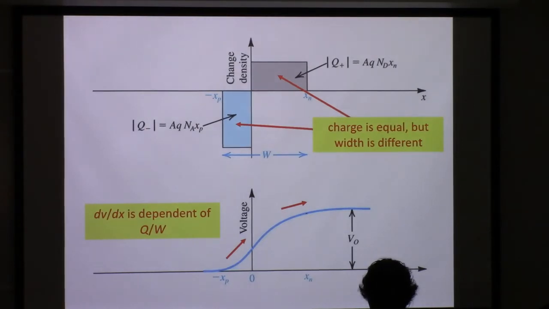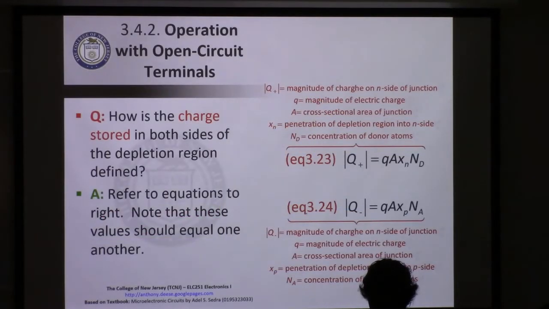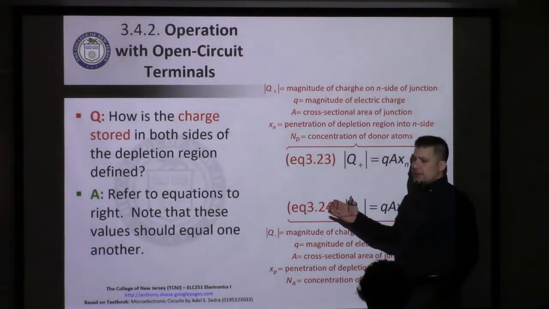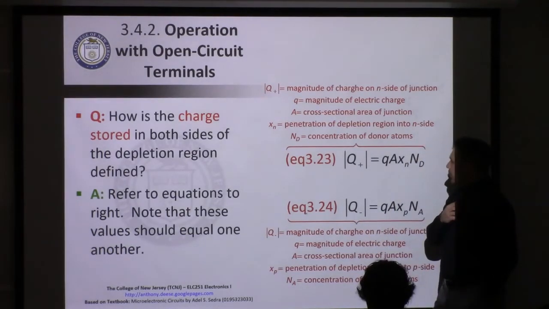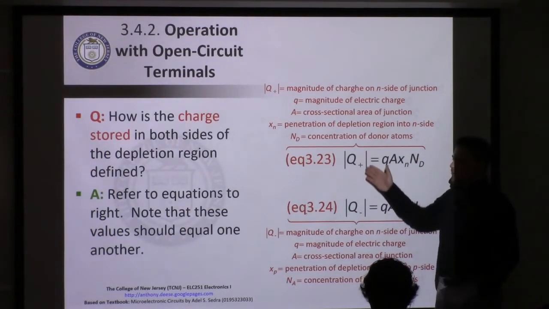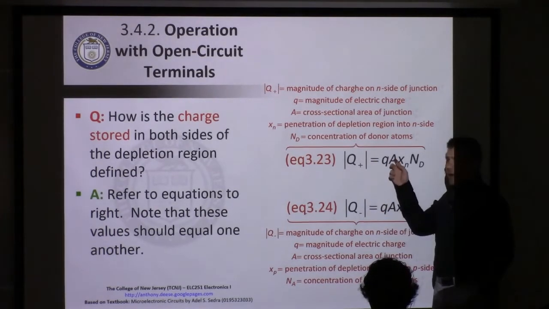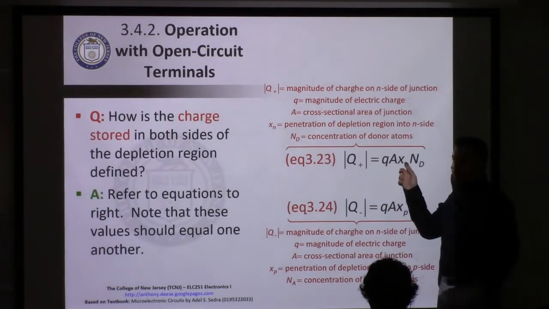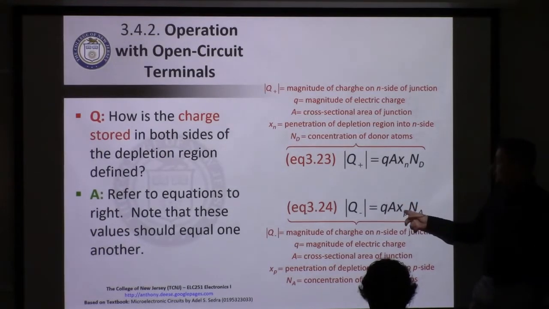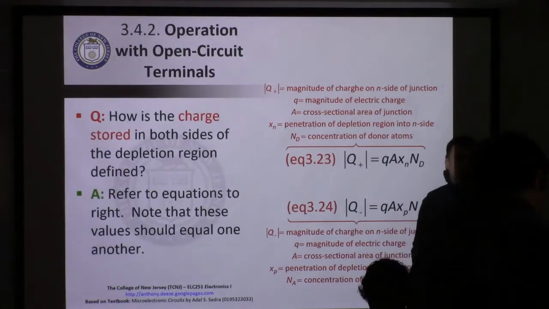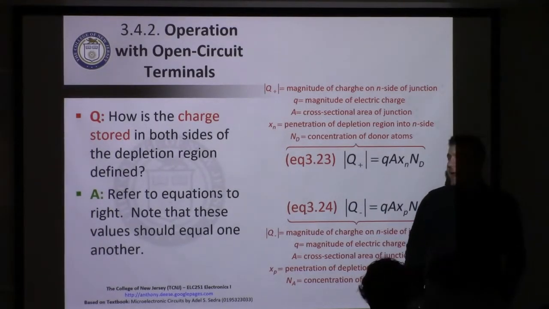Okay, now how do we define the charge stored on both sides? Equations 323 and 324 take care of this for us. They say that the absolute value of the charge is equal to the charge of an electron times the cross-sectional area times the width of the depletion region on either side times the concentration, or the number, of doping atoms.